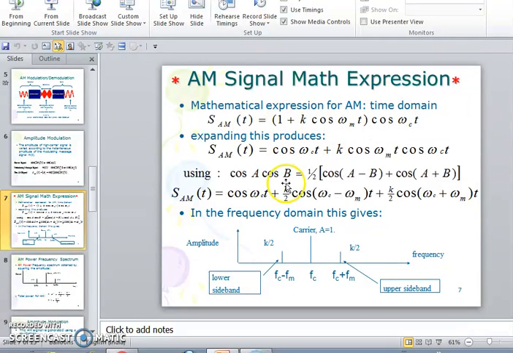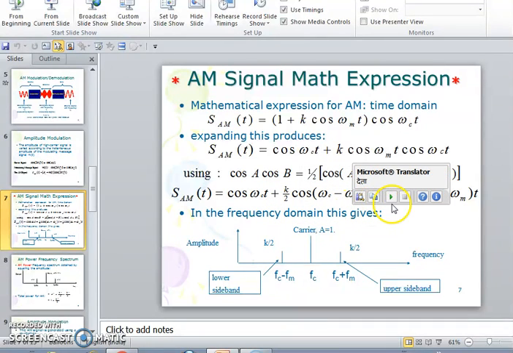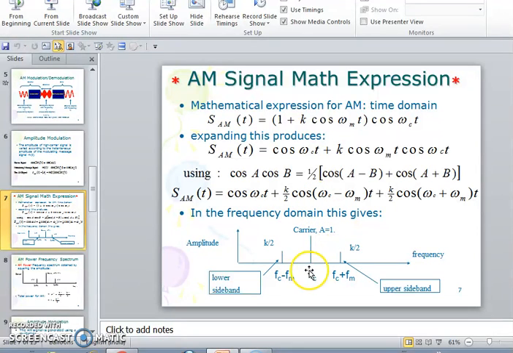Finally, after analysis or simplification, you will get this equation, which includes three terms: cos omega ct plus k by 2 cos of (omega c minus omega m) t plus k by 2 cos of (omega c plus omega m) t. You can see that there are three terms. This mathematical expression is in the time domain. In the frequency domain, what we will get is fc plus fm and fc minus fm.